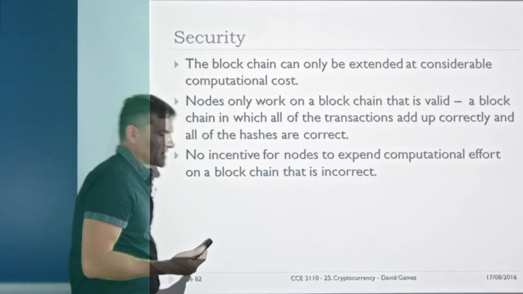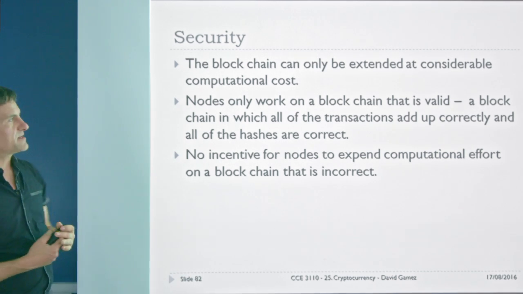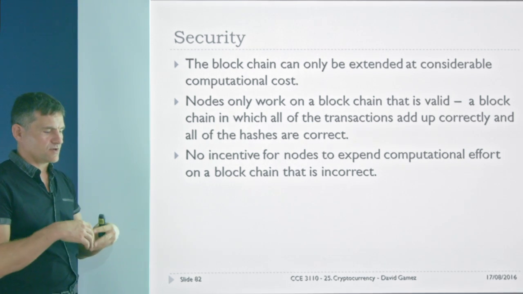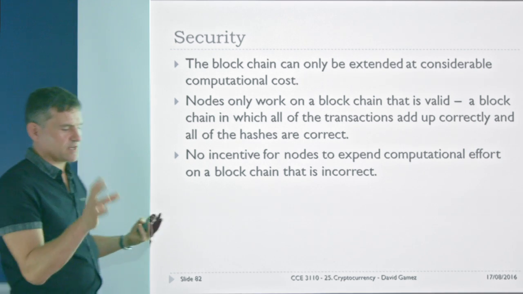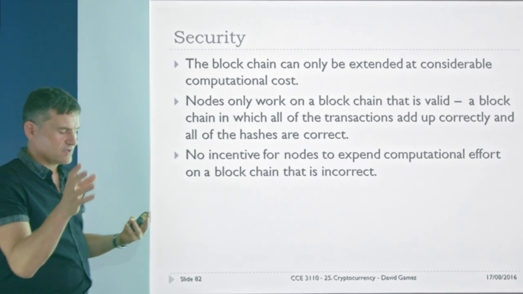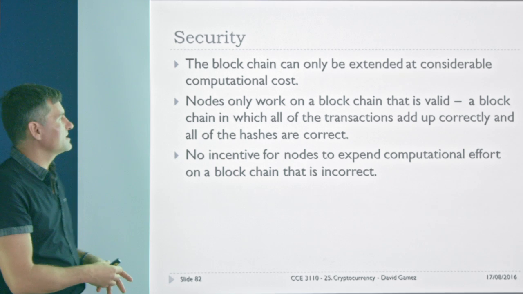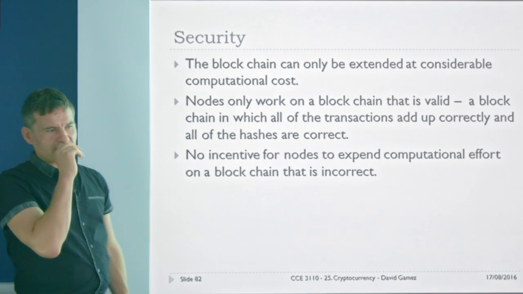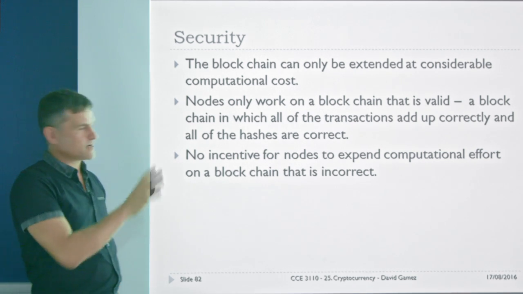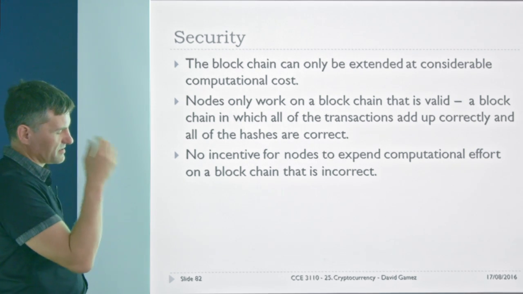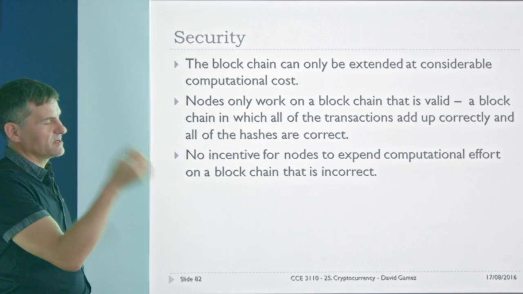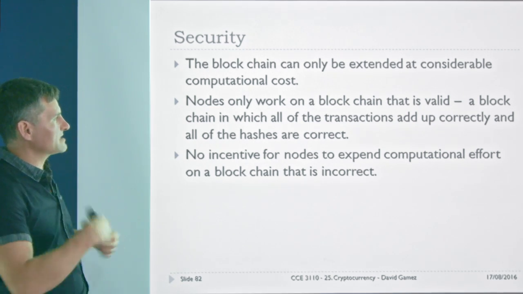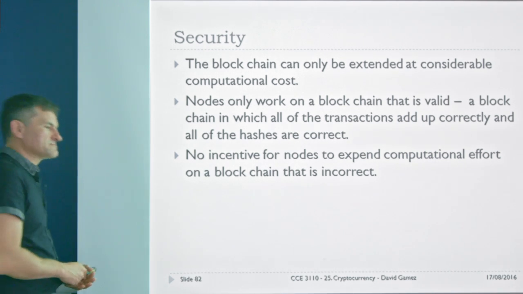Now, the security of the system comes from the fact that you can only extend the blockchain if you expend considerable computational cost. So all the other nodes are only going to work on a blockchain that's valid, a blockchain in which transactions that spend money are spending money that comes from previous transactions or that was generated when the block was generated. The other nodes are only going to work on a blockchain whose hashes all match up, right? The hash in the second block corresponds to the hash of the first block, and so on, so that the blockchain is correctly ordered in time and hasn't been tampered with in any way.